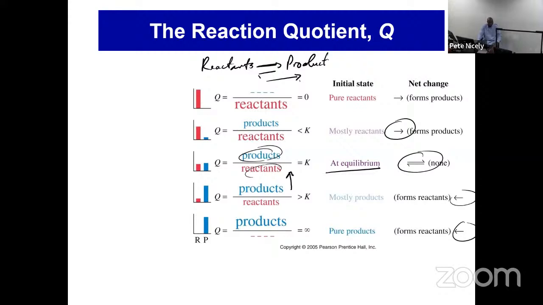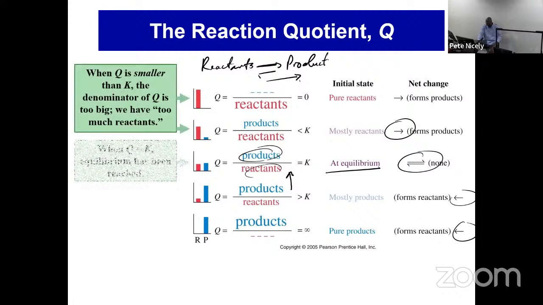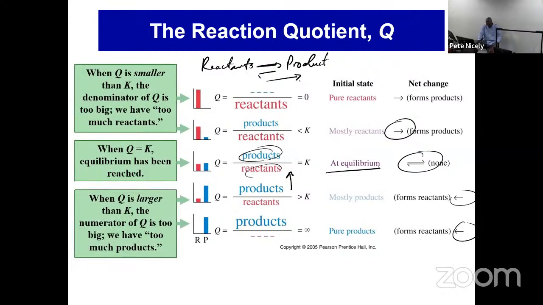Okay, any questions about the reaction quotient? Any questions? Any questions? All right, so this is just summarizing what I just said right here.